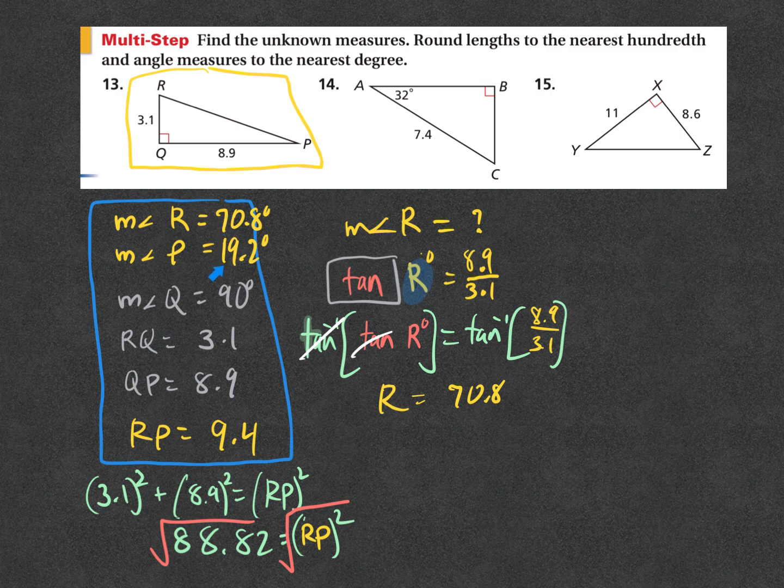All right, and then to find the measure of angle P, if this is 90 and this is 70.8, we know that we need 19.2 more degrees to get up to 180, or 90 plus 90, so these two angles are complementary. R and P have to add up to 90, so what else would you have to add to this to get up to 90? A little less than 20, 19.2.